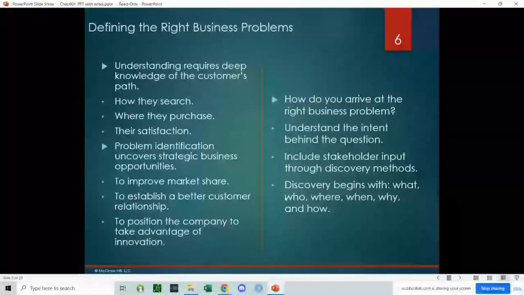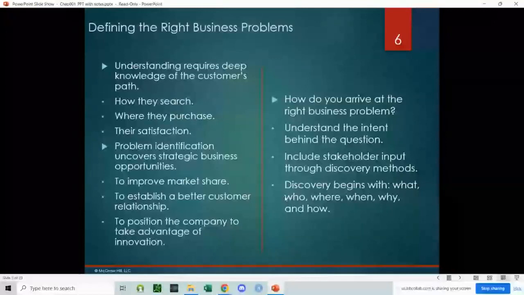So, defining the right business problem. This is the stages of analyzing any problem. You have to understand the correct problem before you can solve it. So analytics should always start with gaining an understanding of the business problem that needs to be addressed. Identifying the problem allows the company to discover business opportunities, but understanding is not easily gained or measured. It really comes down to using a scientific method to define the problem.